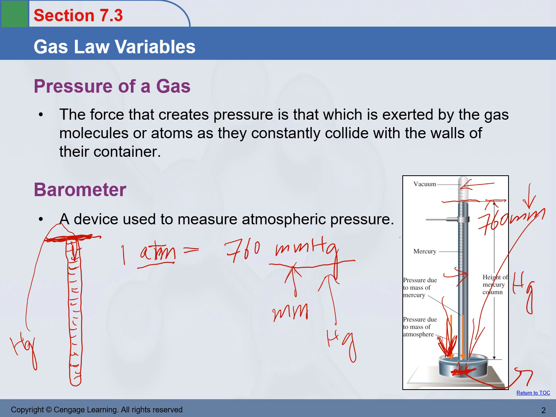Well, if you change the liquid, if you do not use mercury, you can use any other liquid. However, mercury is the heaviest liquid available. If you use other lighter liquid, the height that the atmospheric pressure can support will be very high. That tube needs to be very long. And that is why mercury was chosen at the beginning. All right, 1 atm equals 760 millimeter mercury.